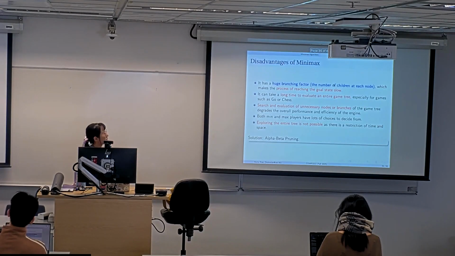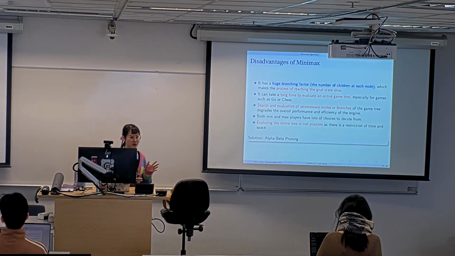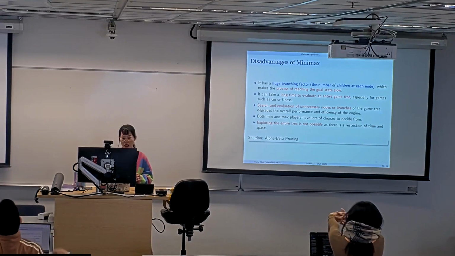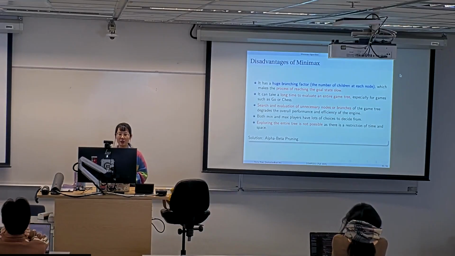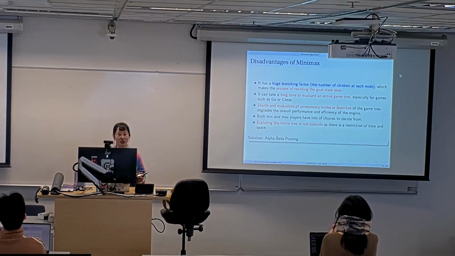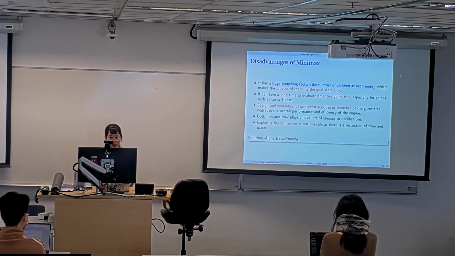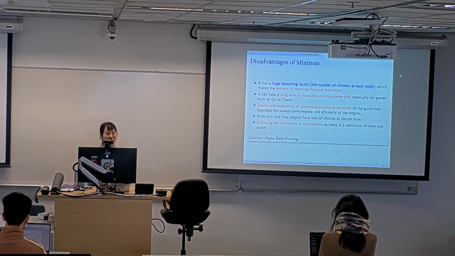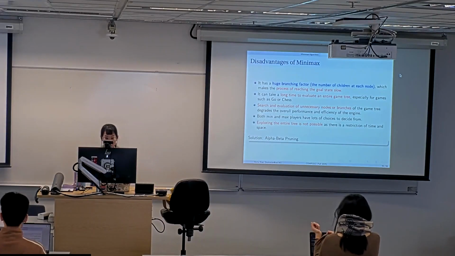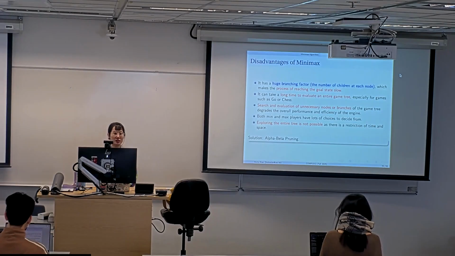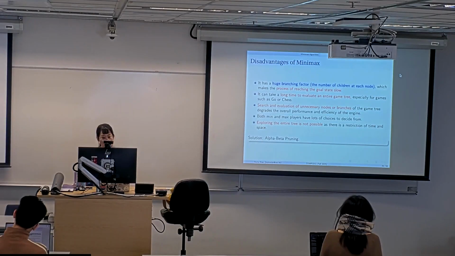All right, then next, let's see some disadvantages of the Minimax. If you look at the Minimax algorithm, you already noticed that each time you want to evaluate a root node, you have to expand the whole game tree. You have to first construct the whole game tree under the root node. And in this case, the tree has a very huge branching factor, that's the number of children at each node, because usually at each step there are many possible actions to take, which makes the process of reaching the goal state very, very slow, because you have to first construct the whole tree. And it can take a long time to evaluate an entire game tree.